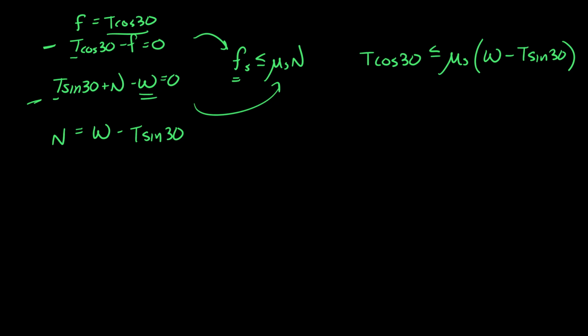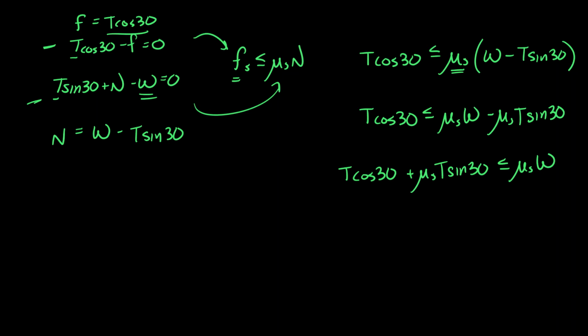So how do you guys feel? Do you feel like you can isolate T with your skill set? You should try. I will give you a hint. Distribute the coefficient, and then get anything that has a T on it on the same side of the equation. Start there. I'll give you a second. You should get ahead of me.